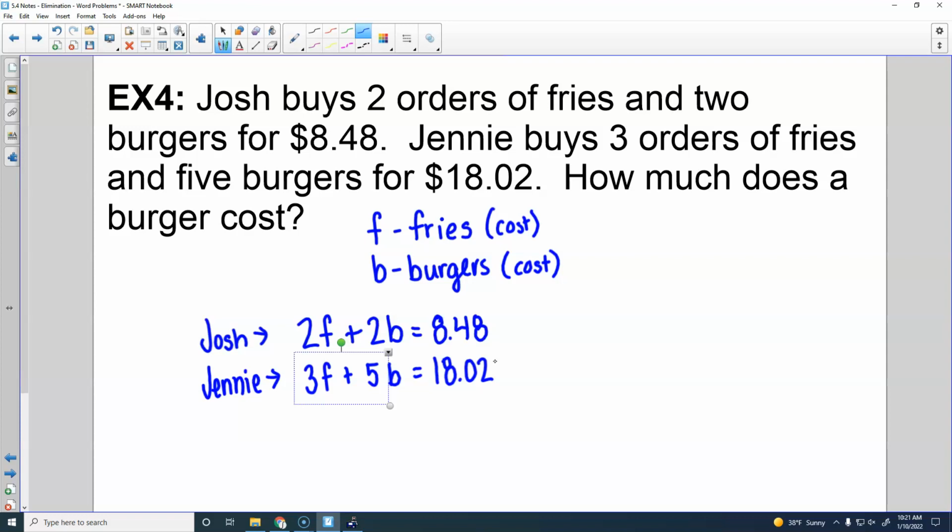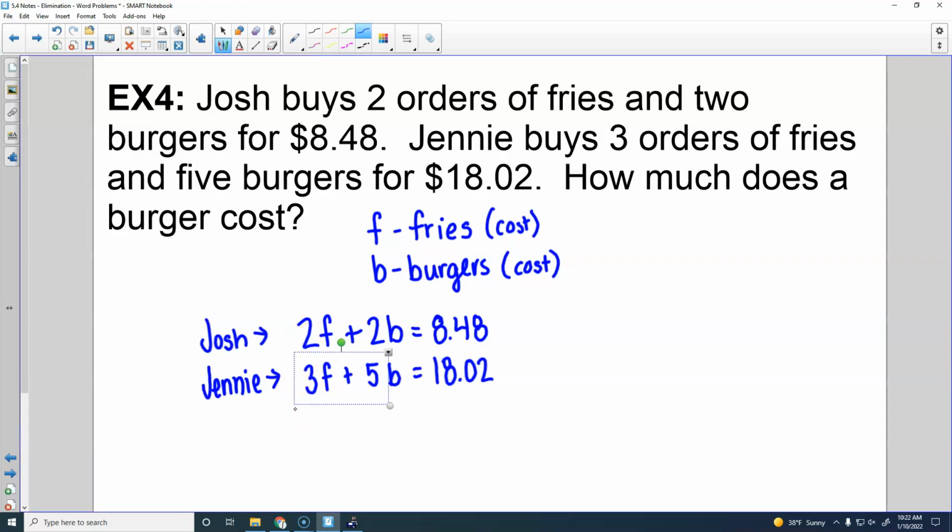Now, this was giving us some trouble on the quiz for at least some of us, because if I add anything together right now, is anything going to cancel? No. So, I need to get rid of either F or B. There is one that is smartest to do here. Why would it be smartest to get rid of F? They're asking you how much a burger costs, right? So, if I get rid of F, the first answer I get will be my B, and I won't even have to plug anything back in to find the answer, right? So, let's get rid of the F here.